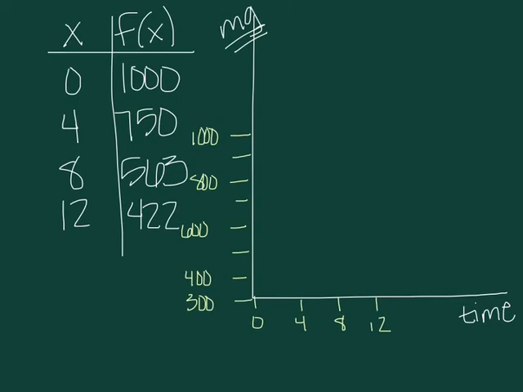All right. So let's go ahead and plot a few points. When x is 0, y is 1,000. When x is 4, y is 750. When x is 8, y is 563. When x is 12, y is 422. You can kind of see this is a curve.